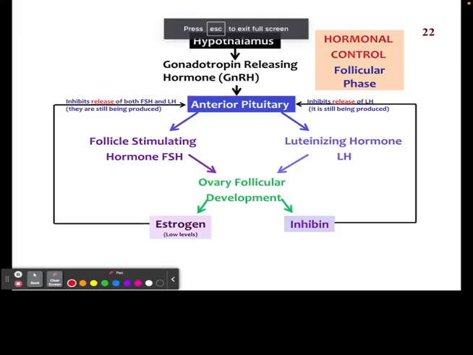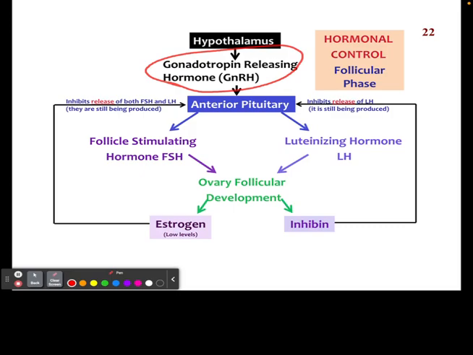Everyone, in this video we are going to discuss a specific negative feedback loop that has to do with gonadotropin releasing hormone and its effect on the follicular development of the ovary.